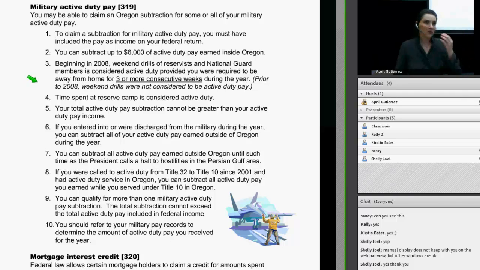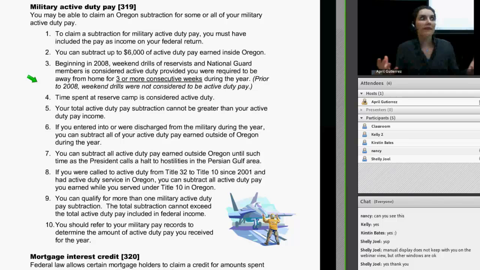So you're looking for those specific situations where that individual was gone for more than the normal 2 and was actually gone for 3 or more weeks during the year. Now the 2-week camp is generally considered to be active duty, and the weekend drills are usually not considered to be active duty. So with any particular individual who was a reservist or a National Guard reservist during the year, you can anticipate that they'd have 2 weeks of pay that is a subtraction for Oregon, and the rest would not be a subtraction on Oregon.